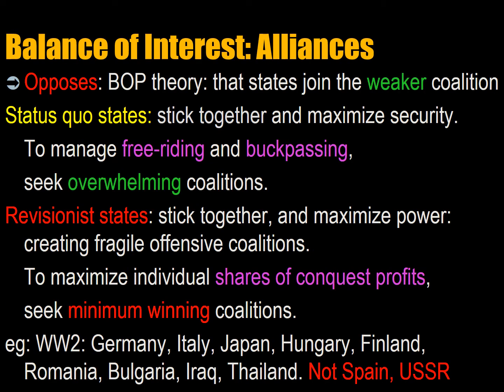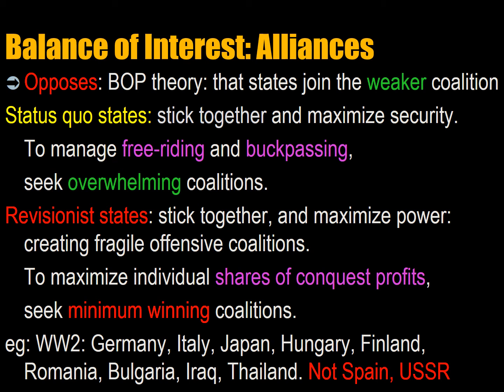So Schweller has a theory of alliance formation. Schweller opposes balance of power theory. The idea of balance of power theory is that states join the weaker coalition. Schweller says this is wrong. For Schweller, status quo states usually ally together and they seek to maximize their security. To manage free riding and buck passing and maximize security, status quo states seek overwhelming coalitions. So a status quo state today would be like the US or England or Japan.